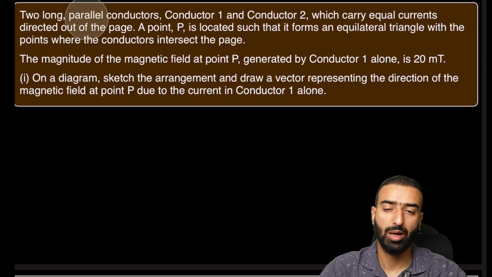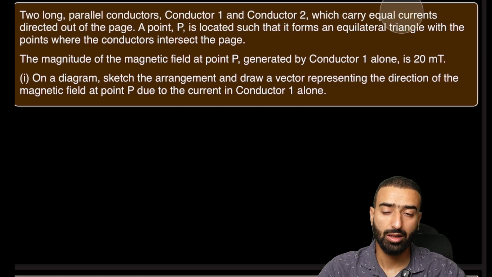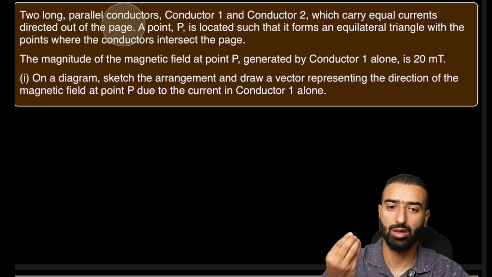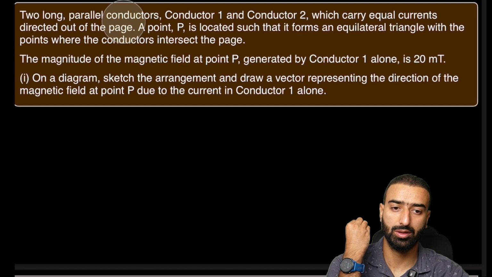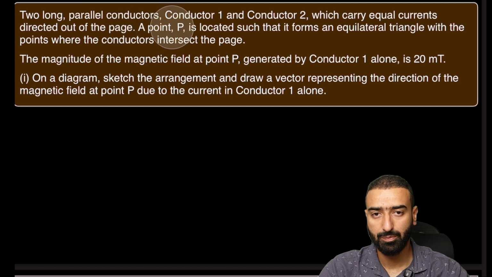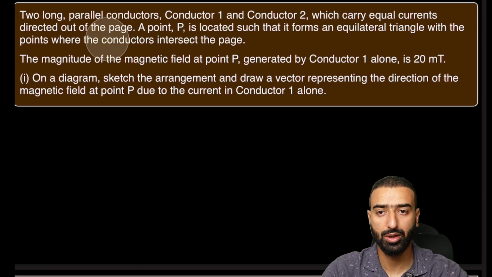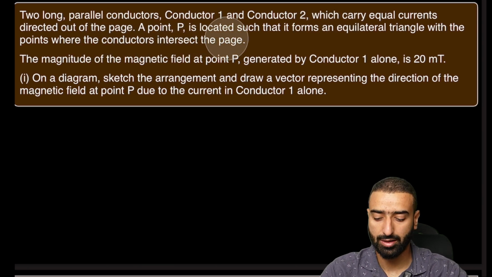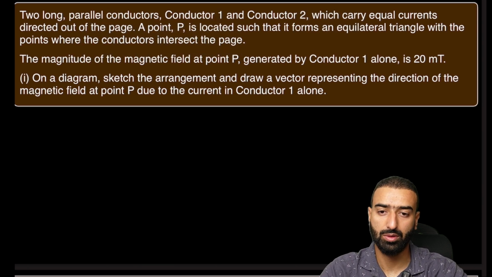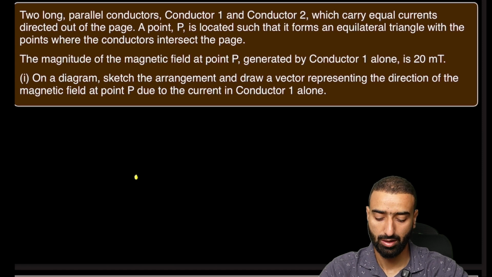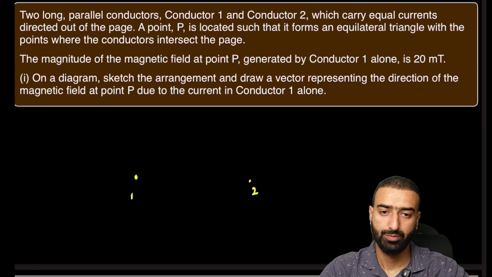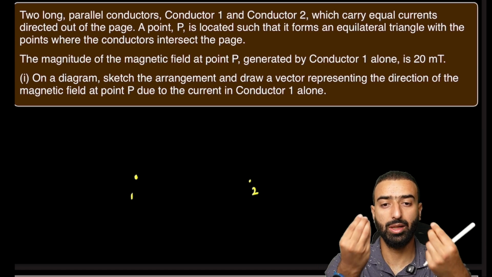Two long parallel conductors, conductor 1 and conductor 2, carry equal currents directed out of the page. So there are two current carrying wires that are moving out of the screen. Point P is located such that it forms an equilateral triangle with the points where the conductors intersect the page. This is wire 1 and this is wire 2, and these wires are coming out of the screen.